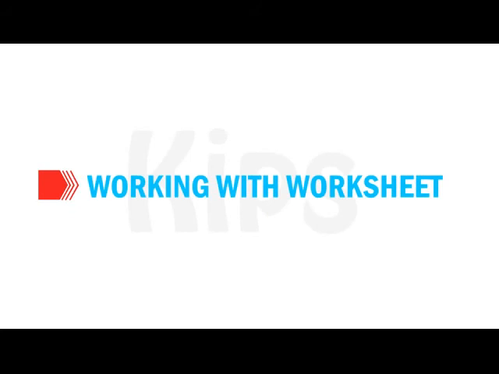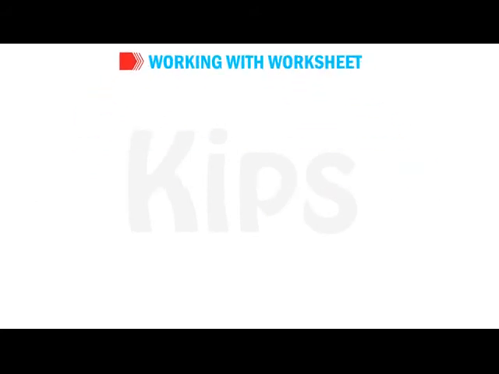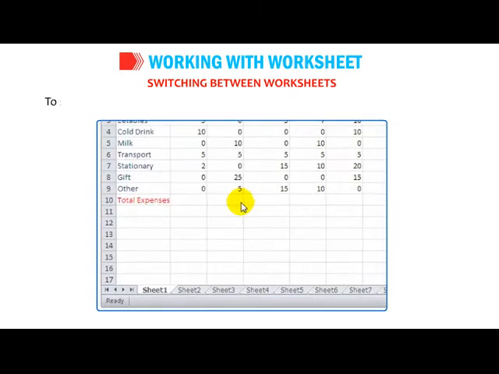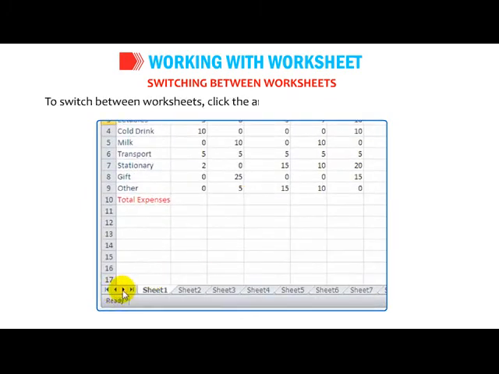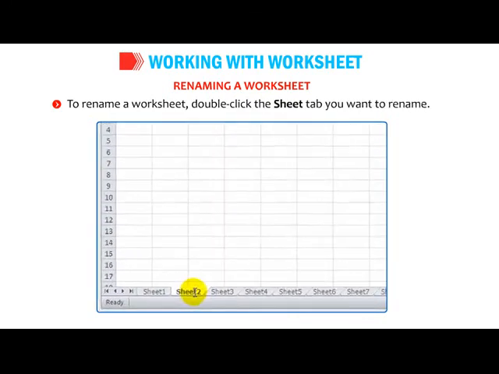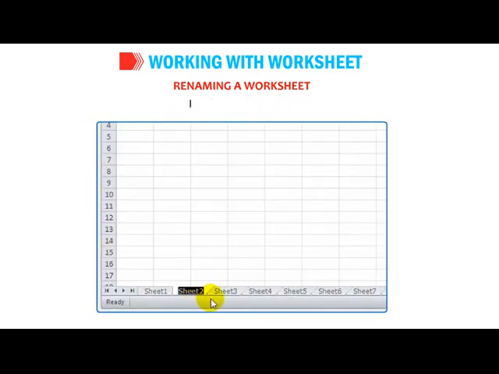Students, let us understand how to work with worksheets. Switching between worksheets. When we add a number of worksheets, only a few worksheets can be seen on the screen. To switch between worksheets, click the arrow buttons on the Worksheet tab. Renaming a worksheet. To rename a worksheet, double-click the Sheet tab you want to rename. It will be highlighted. Type a new name and press the Enter key.